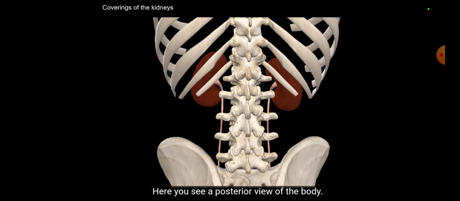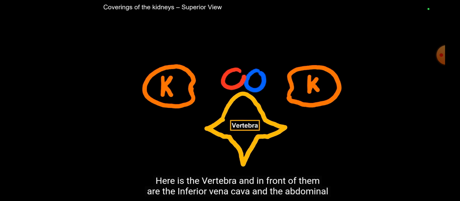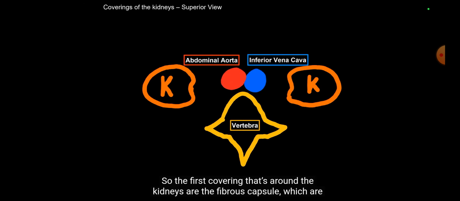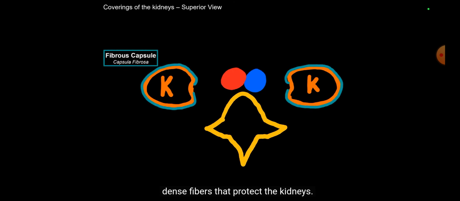Here we see a posterior view of the body. Let's now make a transverse cut and look at the kidneys from this perspective to see how the kidneys are covered. Okay, so here are two kidneys, superior view. Here are the vertebrae, and in front of them are the inferior vena cava and the abdominal aorta. So the first covering around the kidneys is the fibrous capsule, which is made of dense fibers that protect the kidneys.